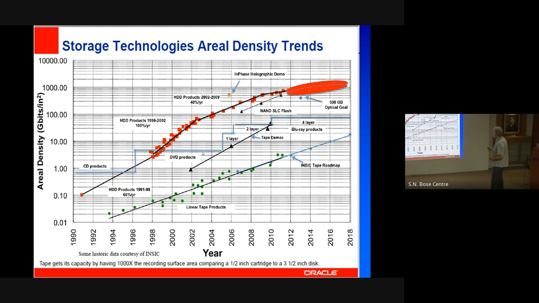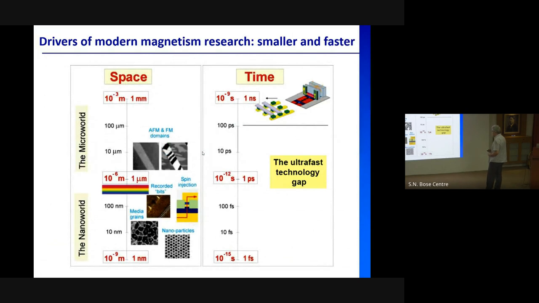And that has leveled off, let's say, since about 2015. The reason, as I have shown before, is that we cannot go to smaller domains. We cannot use smaller nanoparticles. We can improve a little bit, but not that much. But where we really can improve is in the time scale.